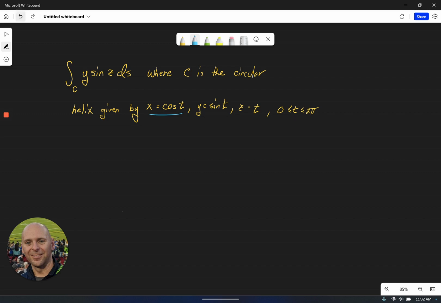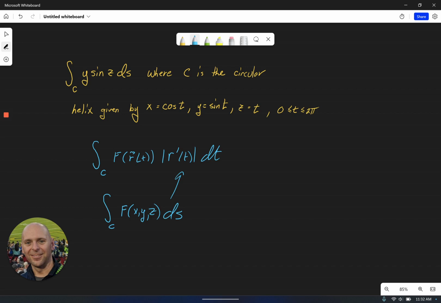So first, let's grab our general form for finding a line integral. Just so we can remind ourselves, we take the integral over the closed curve C of f of r of t times the magnitude of r prime of t dt. So this is really the integral over C of f of x, y, z ds.